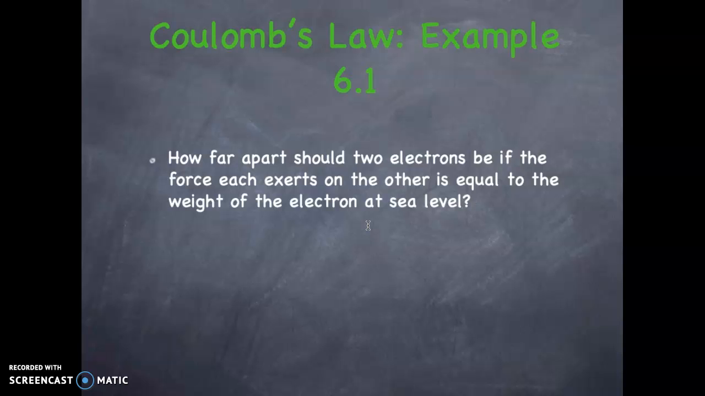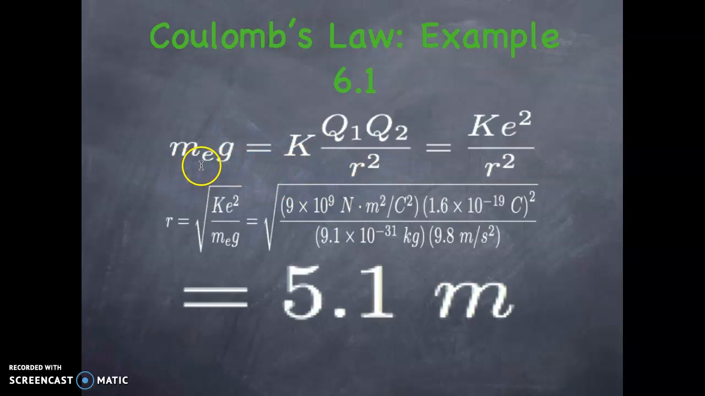How far apart should two electrons be if the force each exerts on the other is equal to the weight of the electron at sea level? You can then formulate that the weight is equal to the mass of the electron times lowercase g, and that's equal to capital K, Q1, Q2 over R squared. Solve that for R: R is the square root of K e squared over m sub e times g. Put in all the numbers and you can make the calculation: 5.1 meters.